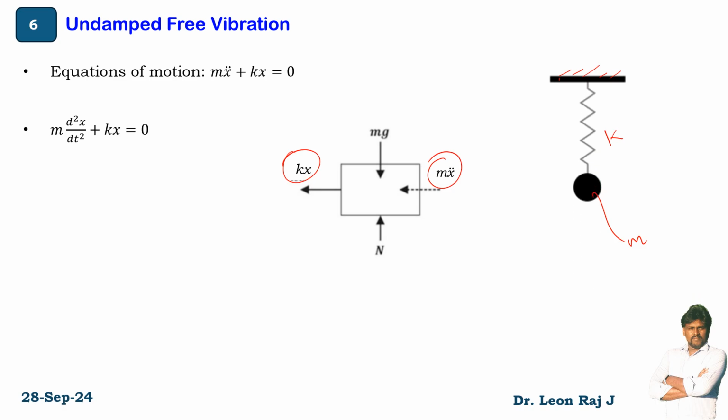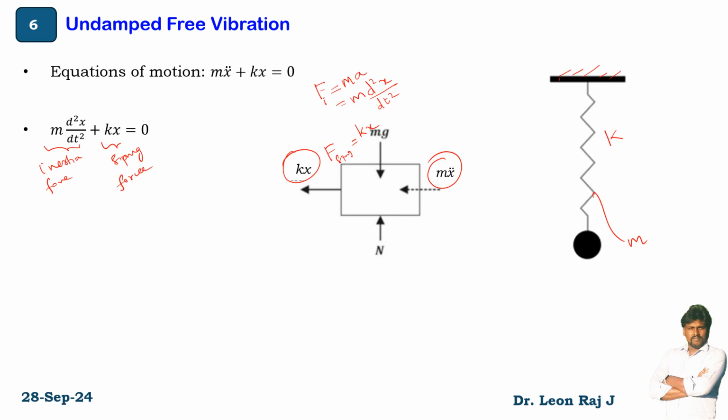So mass into acceleration. So here force equal to mass into acceleration, that is equal to m into d square x by dt square. And this is the inertia force, and the spring force equal to k into x. So we just take the x out, and now the equation becomes m d square by dt square plus k into x equal to 0.